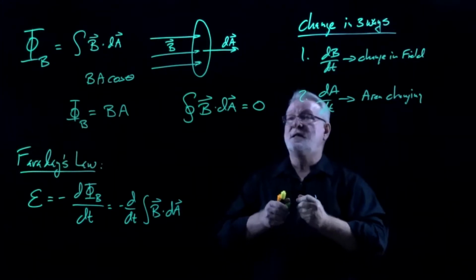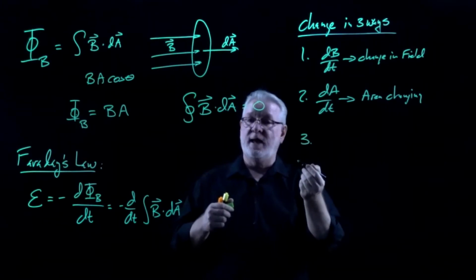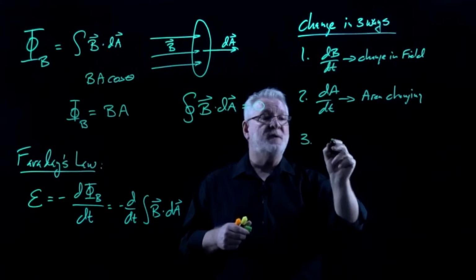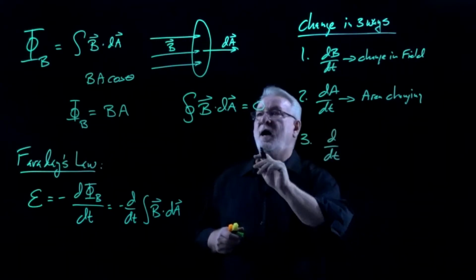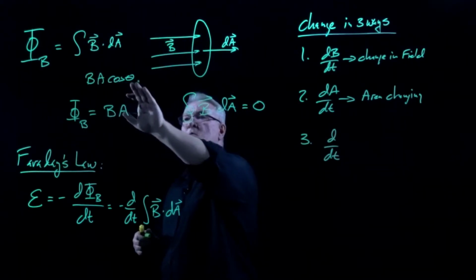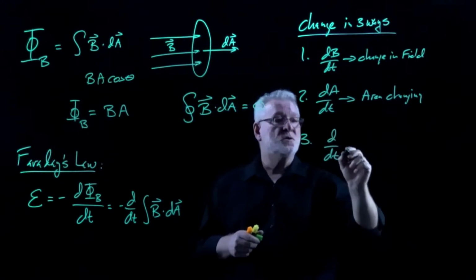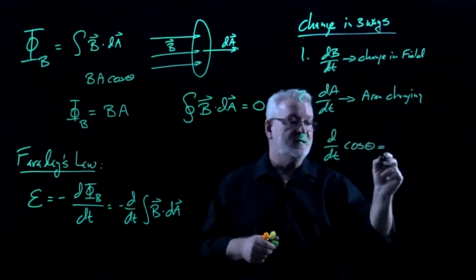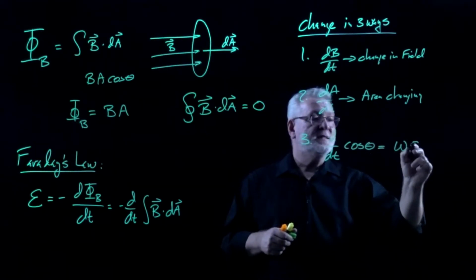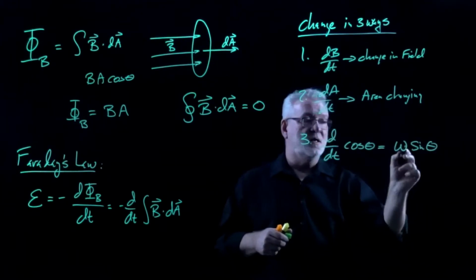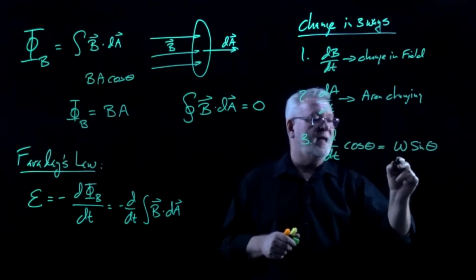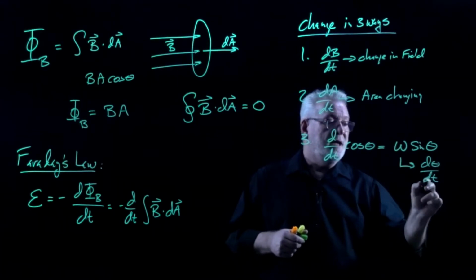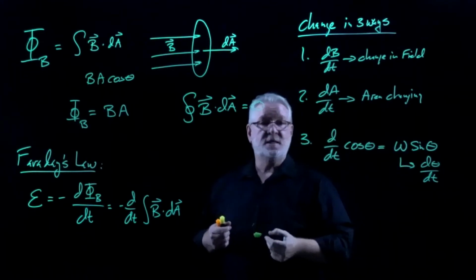The third one is a little esoteric, and it's the hardest one to handle because it involves rotational dynamics. That is, it's going to be d/dt of this part, the angle between dA and B. So it's going to be d/dt of cosine of theta. What that's going to lead to is omega times the sine of theta. There'll also be a sign change here, but we're less worried about that. And of course, what's omega? Omega is dθ/dt, and it's actually the angular velocity of the loop.